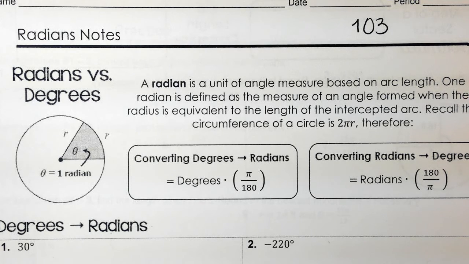Y'all know what an arc length is. It's the length of an arc, a piece of the circle. 1 radian is defined as the measure of an angle formed when the radius is equivalent to the length of the intercepted arc.